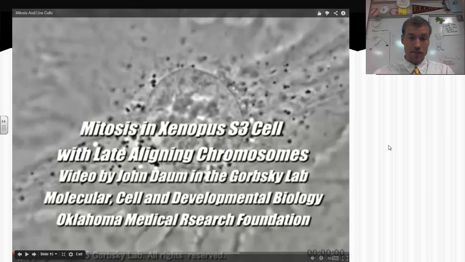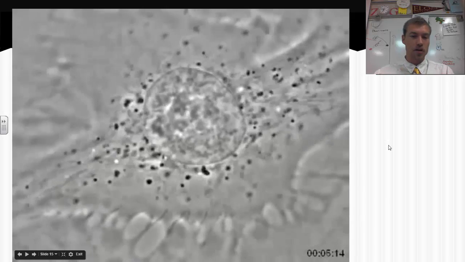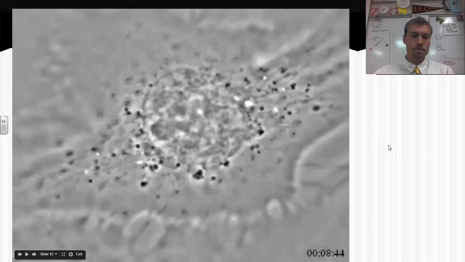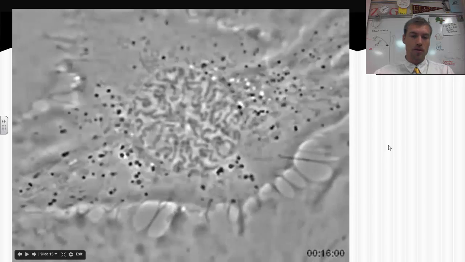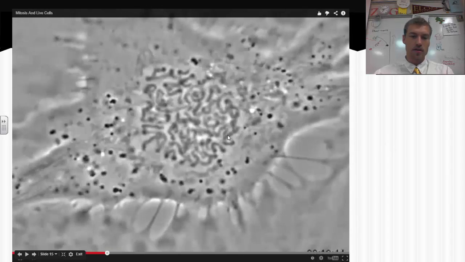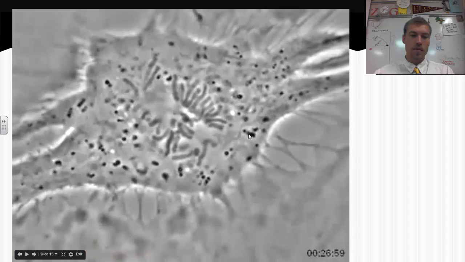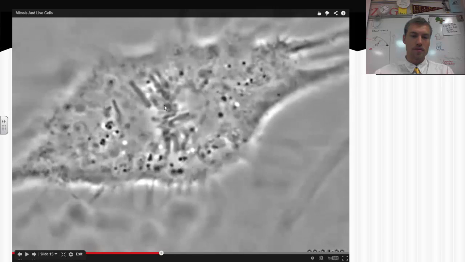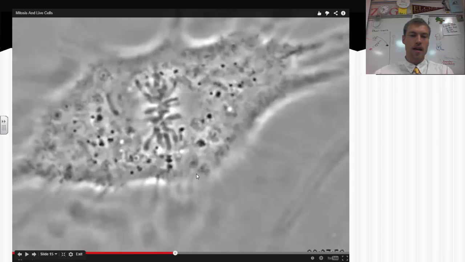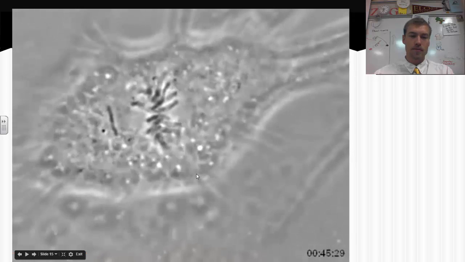Here's a short little video of what it looks like for mitosis to be occurring. At this point, we can't really see the chromosomes. Chromosomes are going to begin to condense, so we are now in prophase. You can start to see them actually appear. Moving into prometaphase. Now we're moving into metaphase. Chromosomes are beginning to line up along the metaphase plate right here. They've lined up. We're going to go into anaphase here briefly.